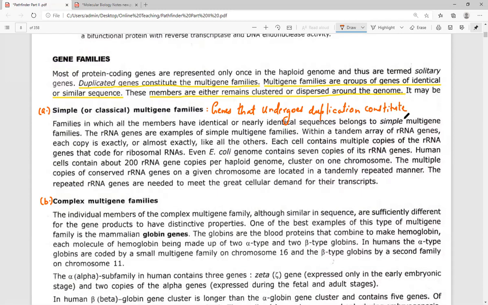Simple multi-gene family. This is referred to as the simple multi-gene family because these genes are being just descended by duplication.